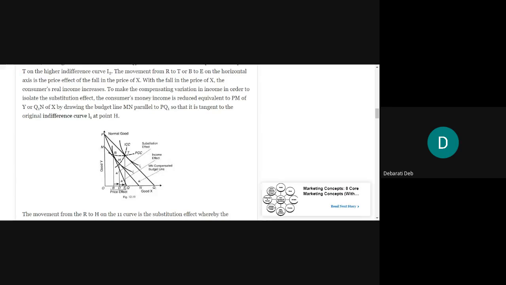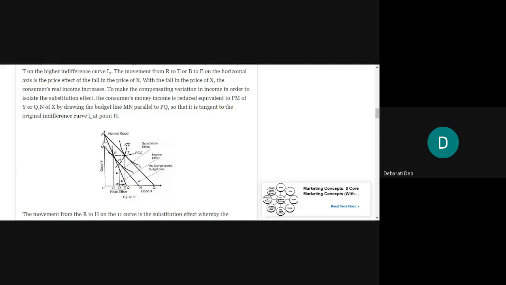To make the compensating variation in income, in order to isolate the substitution effect, the consumer's money income or the real income is reduced equivalent to PM of Y or Q1N of X, on the x-axis, or PM on the y-axis. We will now decrease the budget line. Okay, we want to forcefully decrease the budget line or the real income of the consumer and bring down the budget line.